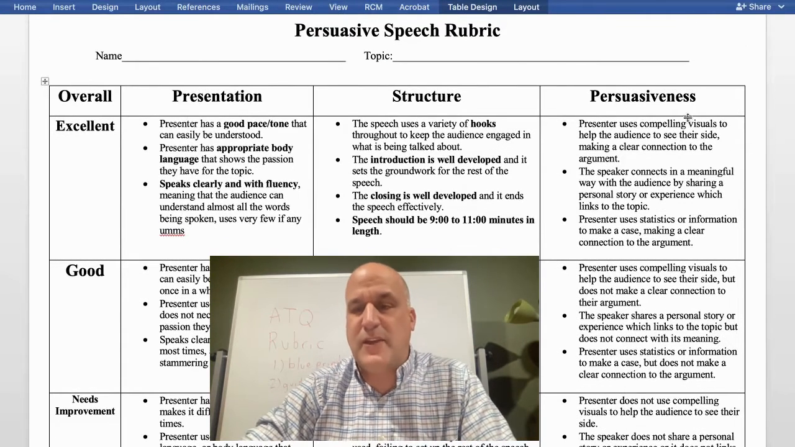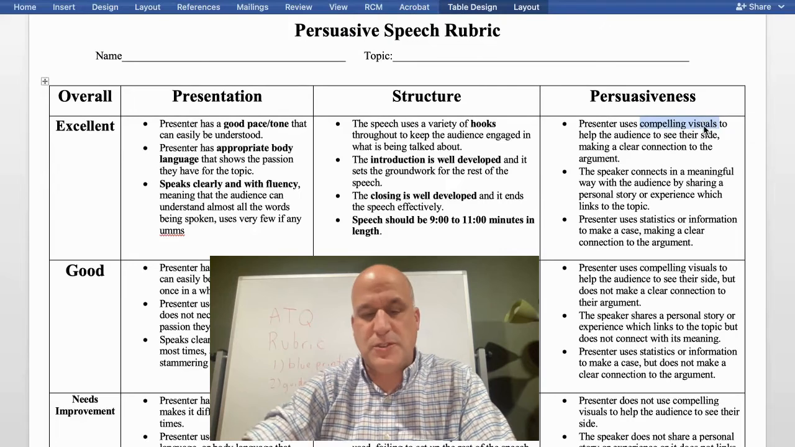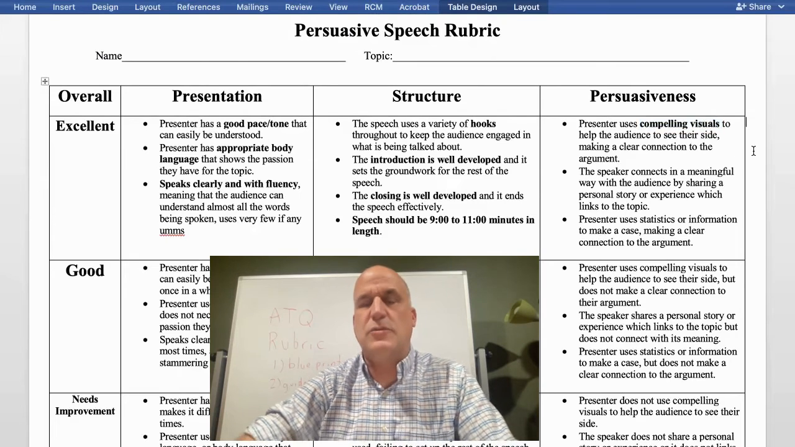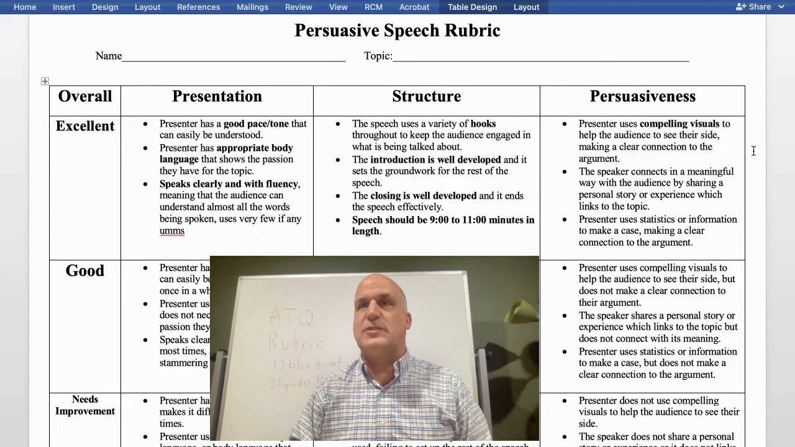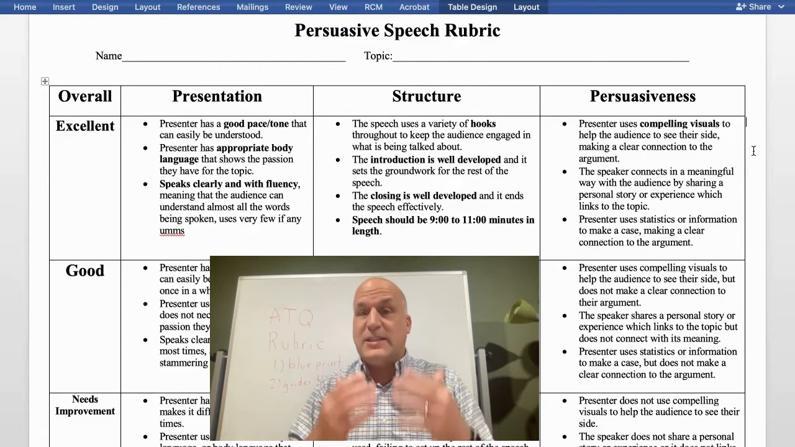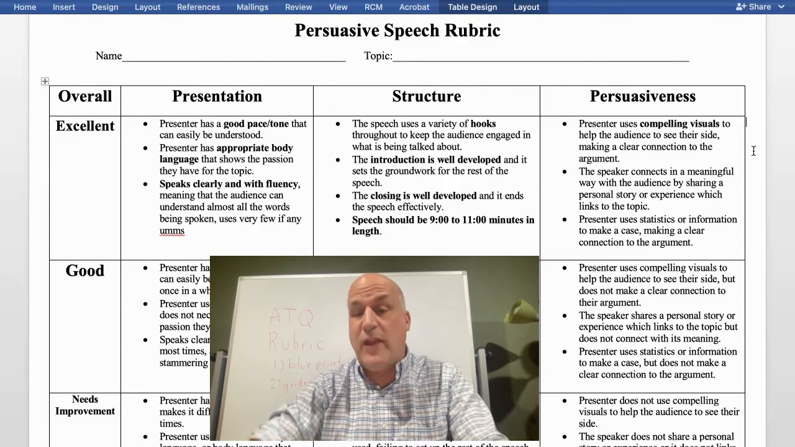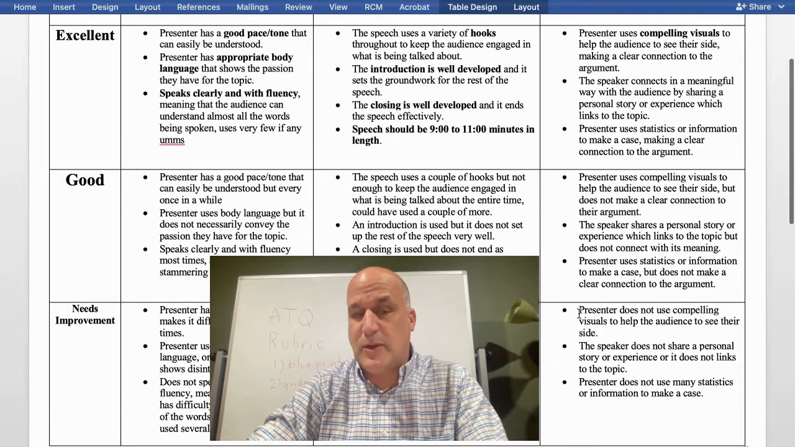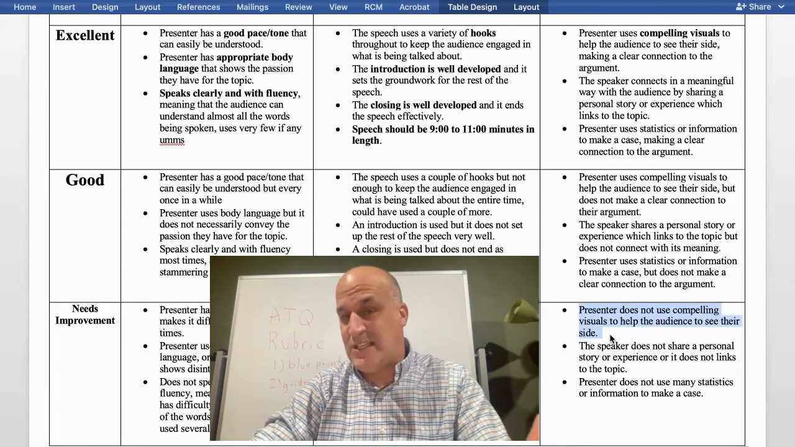When it comes to persuasiveness, I need to have compelling visuals. I'll have this rubric on here and students will give a presentation and not have any visuals. I'm like, where are your visuals? And they're like, oh, I didn't have any. It says right there in the rubric. So if they don't have it, I have no choice but to mark it here in the needs improvement because it wasn't there.